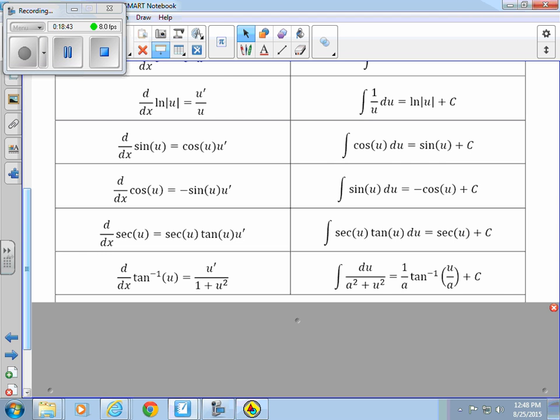Our next one will involve the antiderivative of tan inverse. And well, the derivative of tan inverse is u prime over 1 plus u squared.